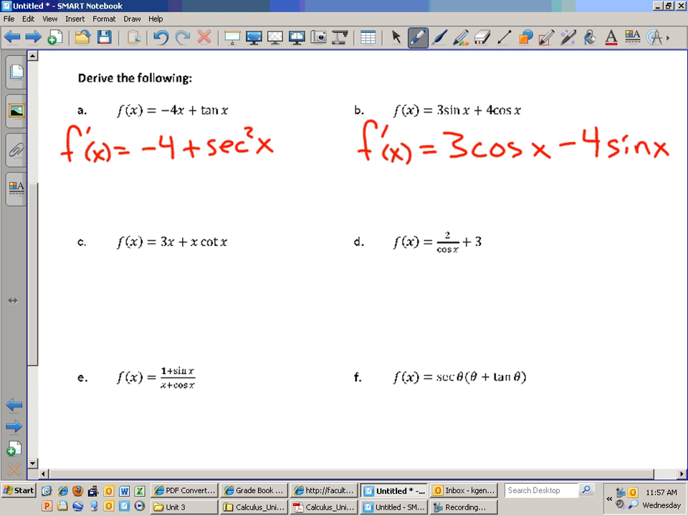This is the common mistake that people made. Why do I put a negative sign? Because the derivative of cosine is negative sine.